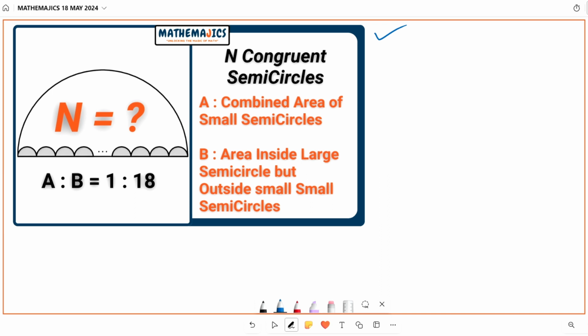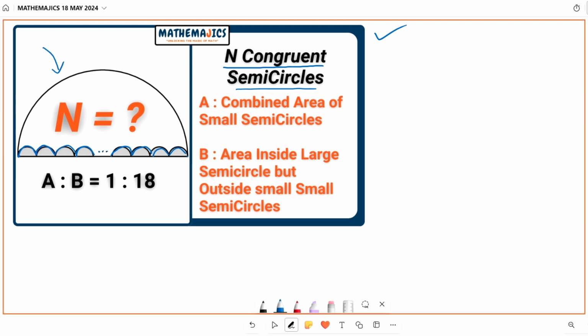Let's understand the question. Here we are given a large semicircle, and in this semicircle we are given n congruent semicircles. The dot dot dot indicates that this is continued. These are continuous semicircles. Congruent means all of them have the same radius. They start from one endpoint and go till the other endpoint of the diameter of the largest semicircle. So there are n semicircles.